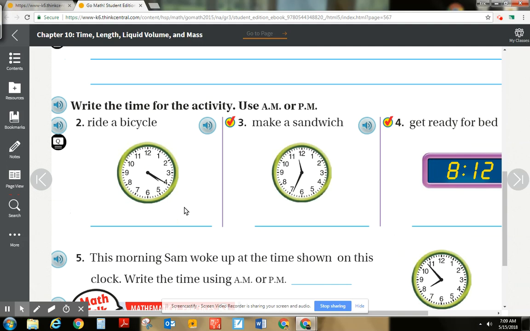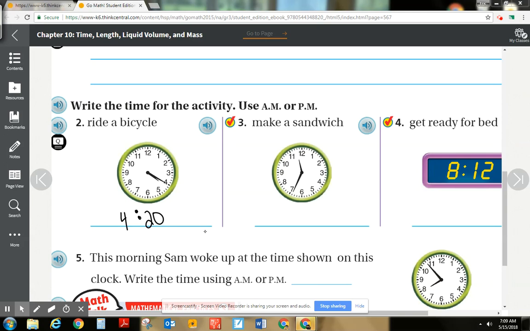Number two is riding a bicycle. We have to first read the clock. You always start with the hour hand. The hour hand is the short hand, so it's 1, 2, 3, 4, or 5. Well, it's in between the 4 and the 5, so I do 4 o'clock. You always go to the lower number. Now the minute hand: we know that there are 60 minutes in an hour, so each one of these represents 5 minutes. 5 minutes, 10 minutes, 15 minutes, 20 minutes. So it's 4:20 AM or PM.